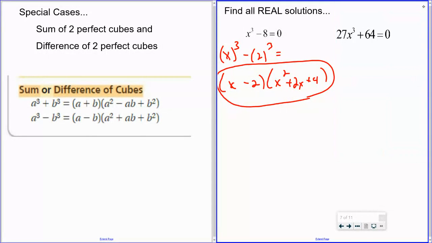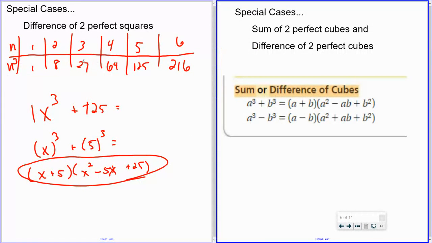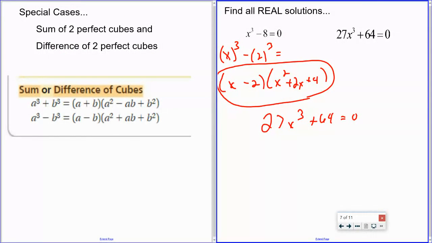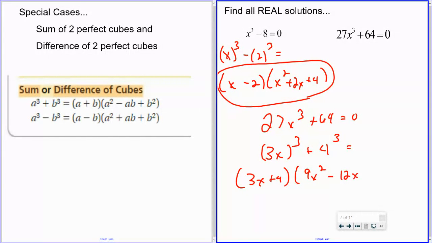Now let's try another one. I'll change the colors. So now I have 27x to the third plus 64 equals 0. If I go to my list, 27 and 64 are both there. So this is 3x to the third plus 4 to the third. 3x plus 4. Now I square this: 3x times 3x is 9x squared. Multiplying 3 times 4 is 12x, but it's the opposite sign, and square the last one.